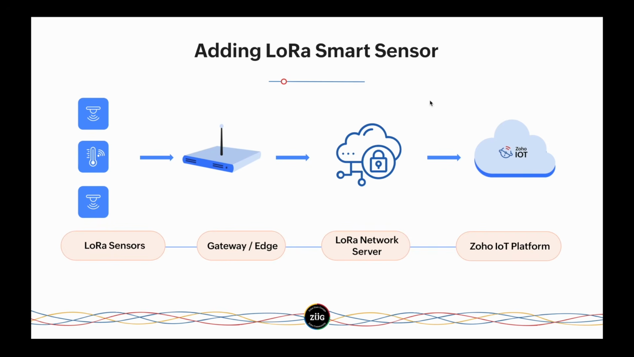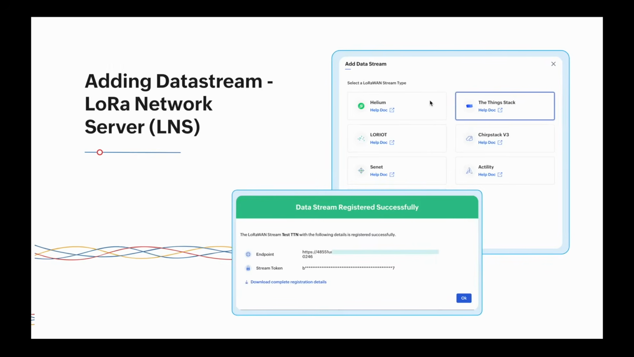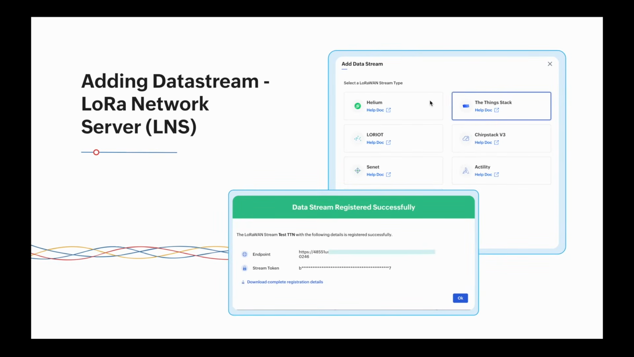From the LoRa network server, the encoding, decoding, all those things will be happening over there, and the processed data can be forwarded to the IoT platforms. In our platform so far, we are compatible with third-party LoRa network servers that are available in the market, and we are also coming out with our own LoRa network server soon, and we'll be launching that. When you get into the data streams, that is where we have listed all these third-party LoRa network server services.